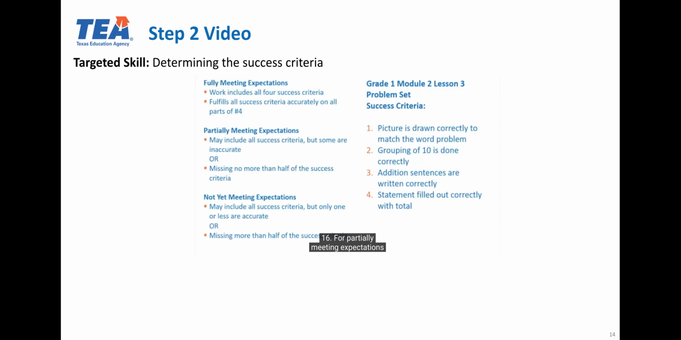For partially meeting expectations, we're looking for students who may have included all the success criteria, but some are inaccurate. For example, they may be able to do 3 out of the 4 tasks in number 4 with accuracy, and may struggle with the addition sentences of making a 10, but their total answer is correct. A student may also be considered partially meeting expectations if they are missing no more than half of the success criteria. In this case, if they have 2 success criteria accurately fulfilled, we would consider that partially meeting expectations.